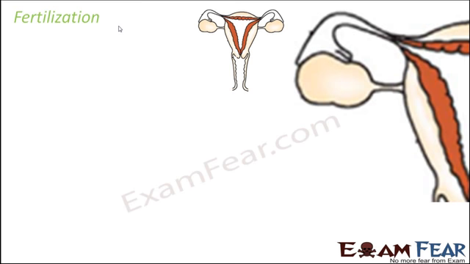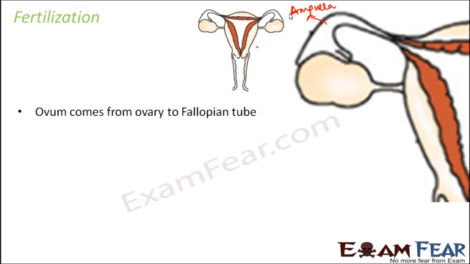Now I have magnified this region in order to focus more on the ampulla part, because that is where the process of fertilization takes place. What happens? Ovum comes from the ovary to the fallopian tube by ovulation. The release of ovum from ovary is ovulation. Once it is ovulated, it reaches the fallopian tube. This is how it happens, you saw in the animation.